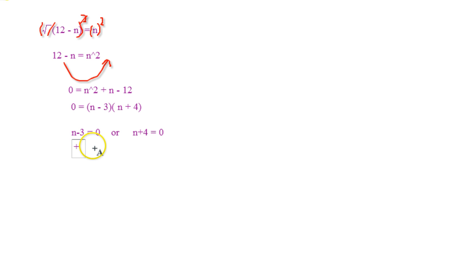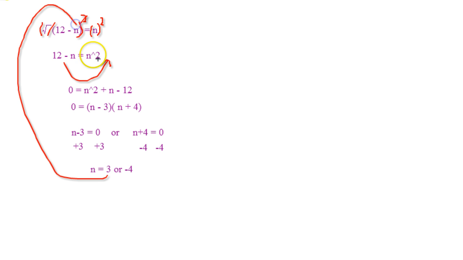Now, what you could also do is easily graph it and see where it crosses the x-axis. That's totally fine, but I'm just doing the math really fast. So you get n equals 3 or 4, or sorry, negative 4. Now here's the tricky thing: normally in the past we would just accept these two answers and move on. But here we've got to check them both.